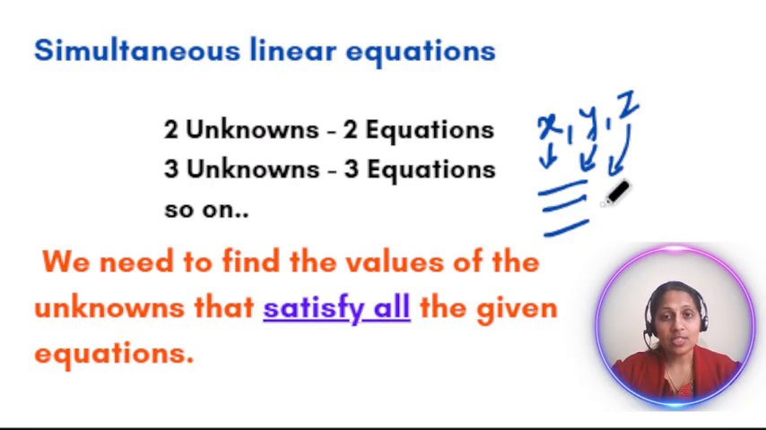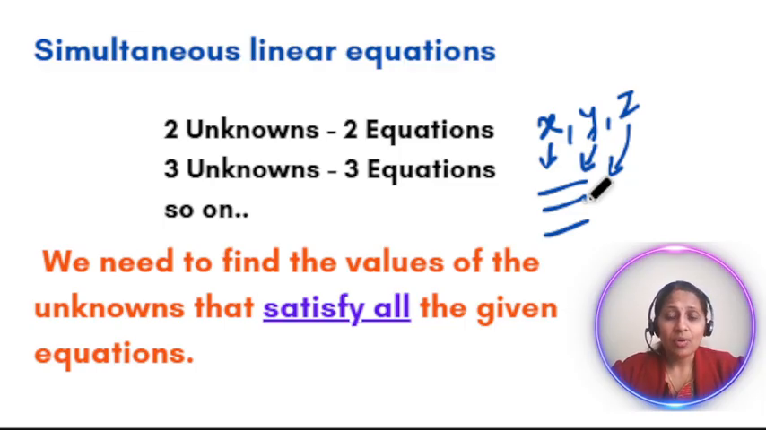X should satisfy that one equation only, where we verified again. But in the simultaneous linear equation, x, y, z or x, y, how many ever the number of unknowns is, that has to satisfy all the given equations. That is why it is called simultaneous linear equation, meaning the values of the unknowns should satisfy all the given equations simultaneously. I hope you are clear with the basic meaning of simultaneous linear equation.